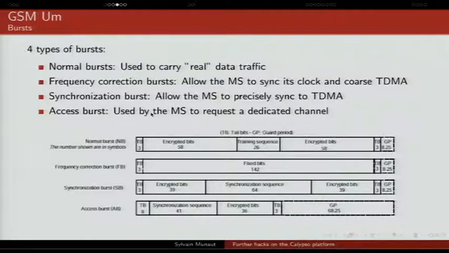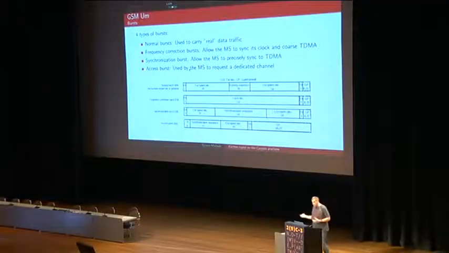The fourth type of burst is called access burst, and it's used by the phone when it wants to establish a dedicated channel. So usually, when your phone is not doing anything, it's not transmitting, it's basically just receiving broadcast information from the network. At some point, if your phone wants to do something actually useful, it needs to establish a dedicated communication channel with the network, and the first step of that process is using the access burst. And they are very, very special bursts that will be transferred on a shared uplink channel.